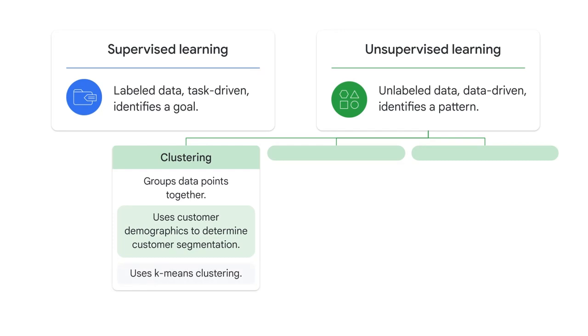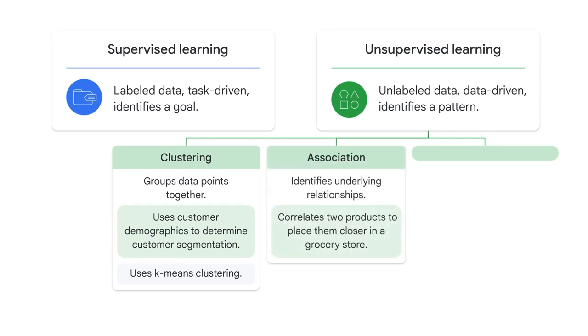You use ML models like k-means clustering to solve clustering problems. The second type is association, which identifies underlying relationships, like a correlation between two products to place them closer together in a grocery store for a promotion. You use association rule learning techniques and algorithms like a priori to solve association problems.